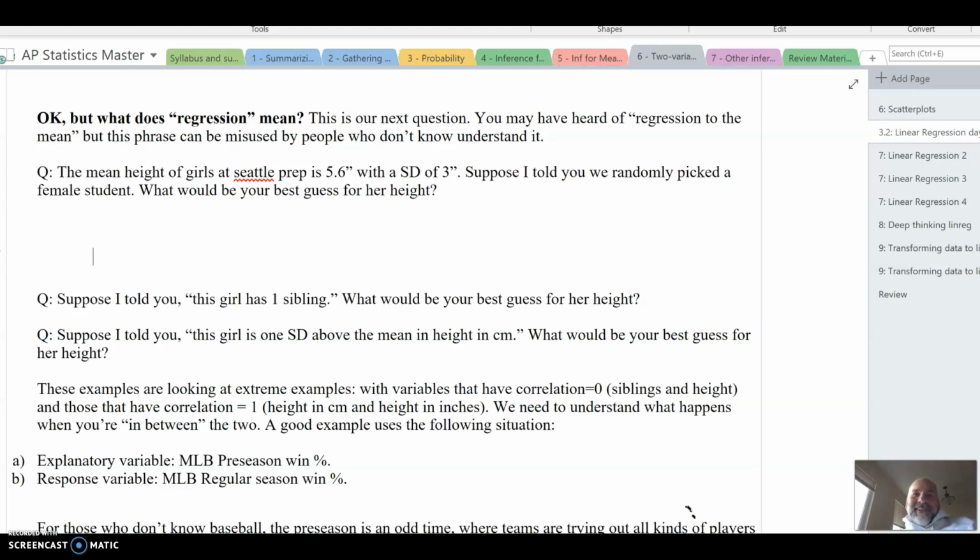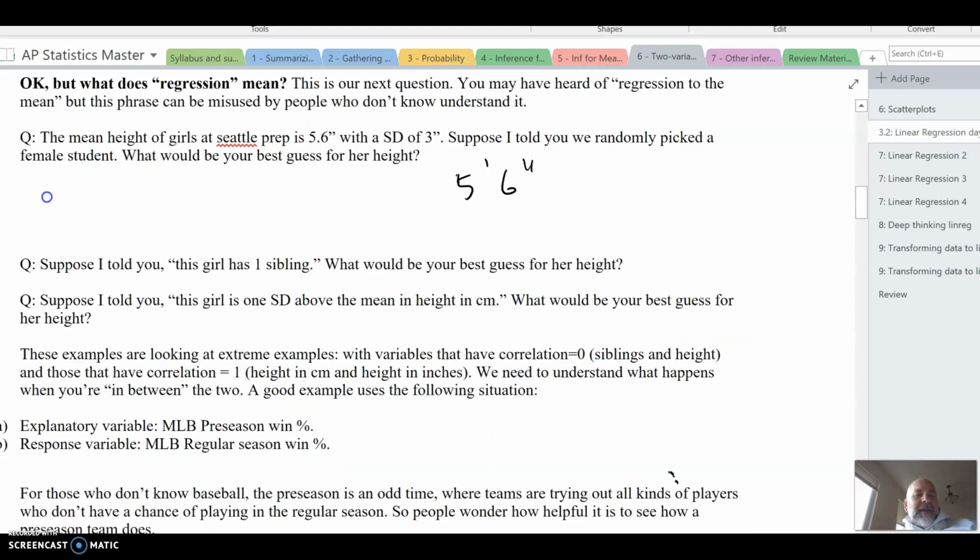Now we're going to explain regression, and it's going to help us understand the formula to find the equation of the line. So the mean height of girls at Seattle Prep is 5'6" with a standard deviation of 3. How do I know that? Because I say so. Suppose I told you we randomly picked a female student. What would be your best guess for her height? You go, I don't know. Well, 5'6" seems like a good idea. Just guess the mean, and that would be the best guess you could make.